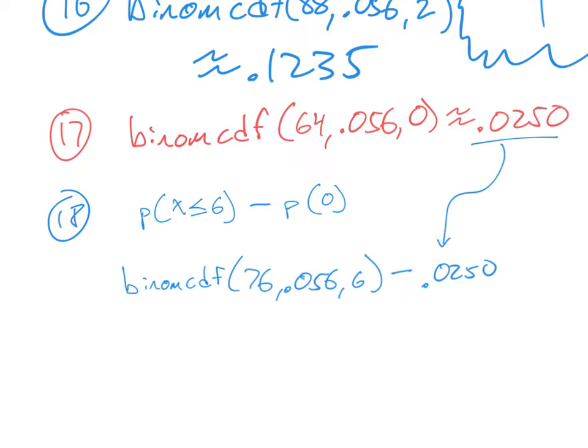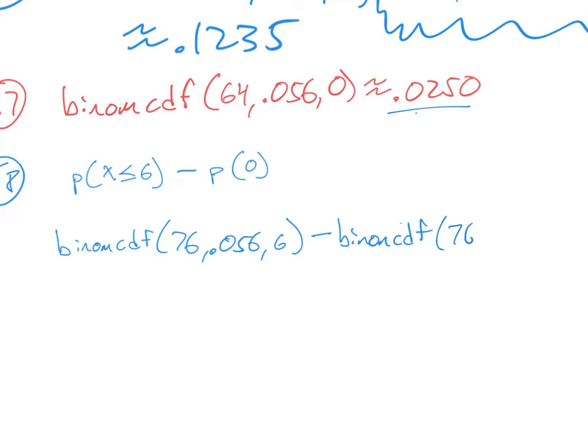Wait a minute. Got to be careful. Almost made a big mistake. This was 64 people, not 76. So we got to actually recalculate this. Okay? So forget what I just said there. We can't use that. Different number of people now. Just got to recalculate it. So we're going to have binomial CDF of 76 people, 0.056 and 0. And so plug this into the calculator and we get 0.8544. All right.